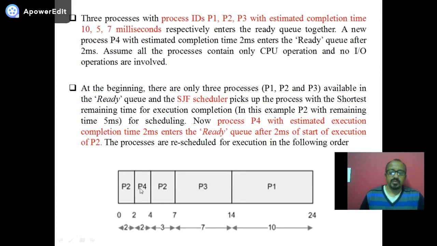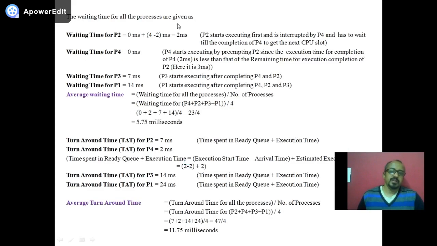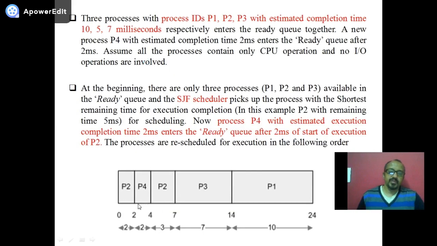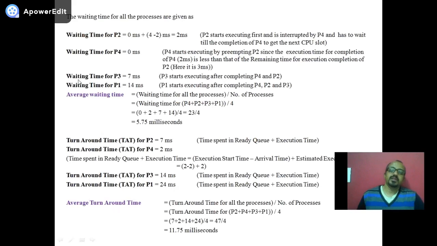And then, in between, P4 resumes and the CPU is allotted to it. That's why P2 has to wait until P4 finishes, from P2's 2 milliseconds to P4's 4 milliseconds. So 4 minus 2 means 2 milliseconds it has to wait, for P2 to finish its work. That's why 4 minus 2 gives a 2 millisecond waiting period. P4 does not have to wait for any time, because as soon as it gets into the ready queue, the CPU is immediately allocated. That's why it takes 0 milliseconds, because this is the very shortest job in the list.